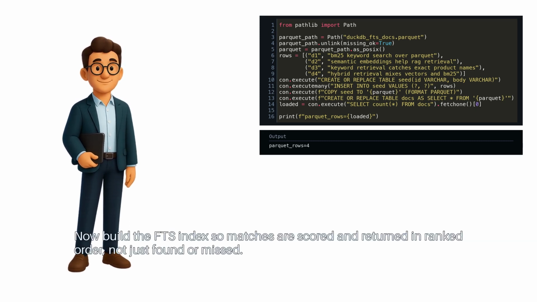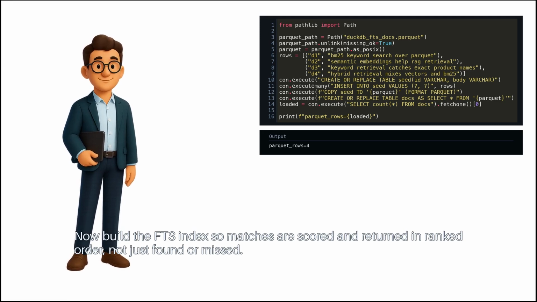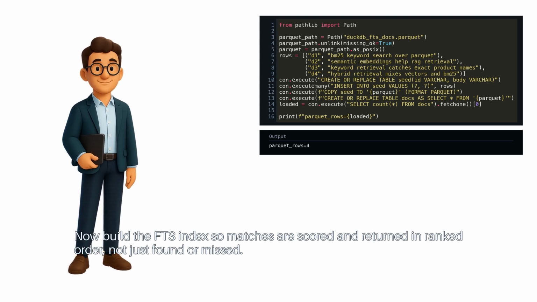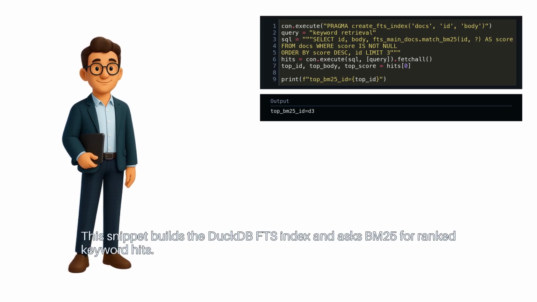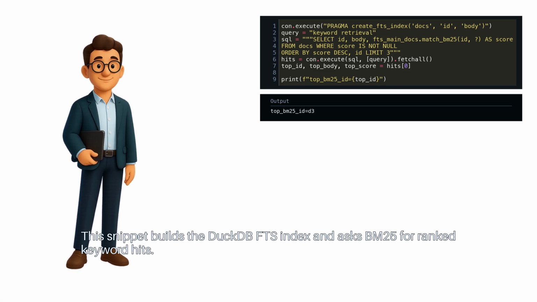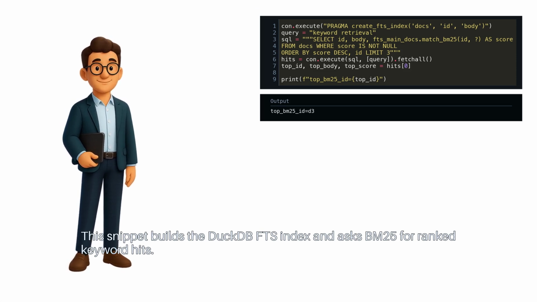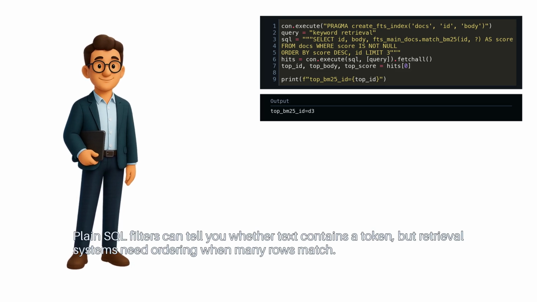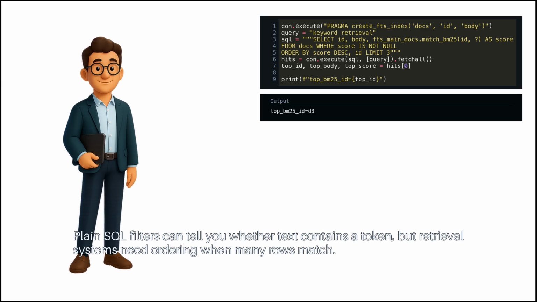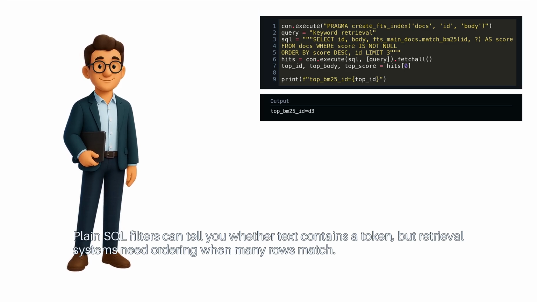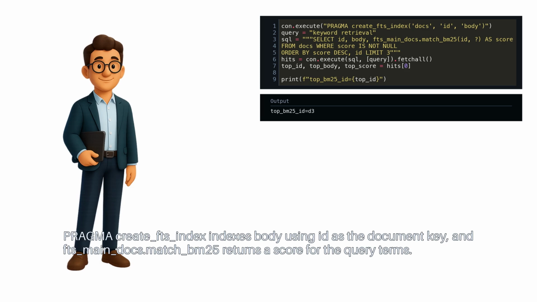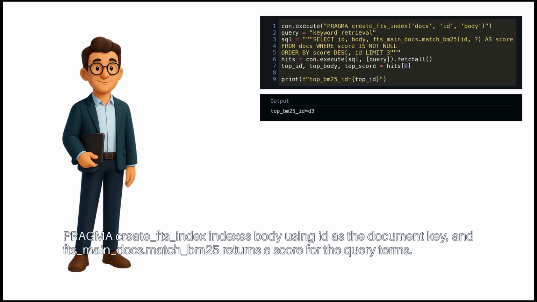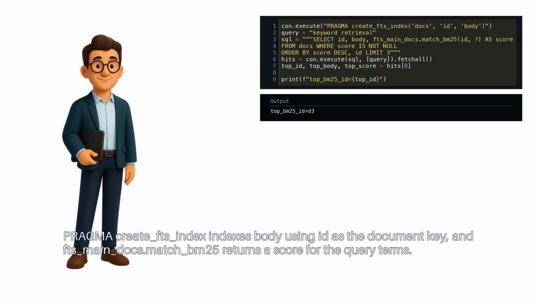Now build the FTS index so matches are scored and returned in ranked order, not just found or missed. This snippet builds the DuckDB FTS index and asks BM25 for ranked keyword hits. Plain SQL filters can tell you whether text contains a token, but retrieval systems need ordering when many rows match. PRAGMA create_fts_index indexes body using id as the document key, and fts_main_docs.match_bm25 returns a score for the query terms.